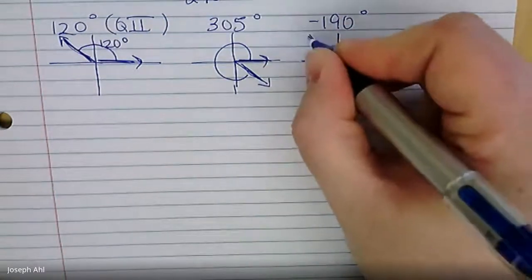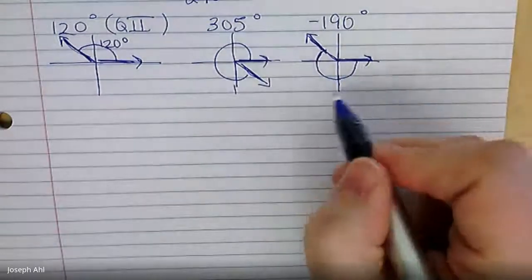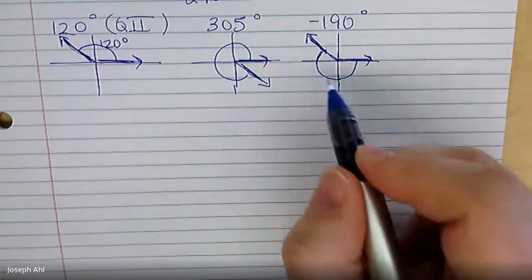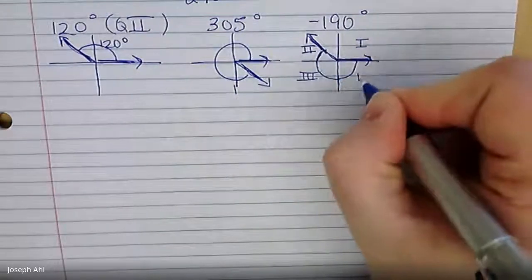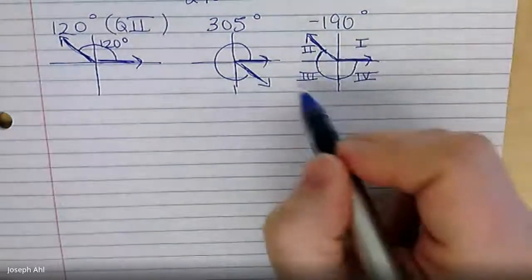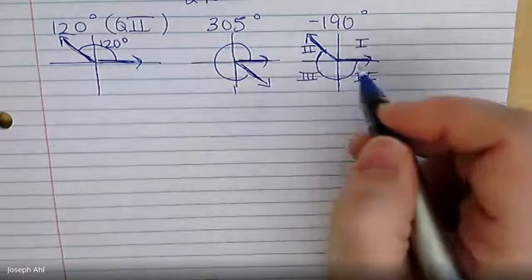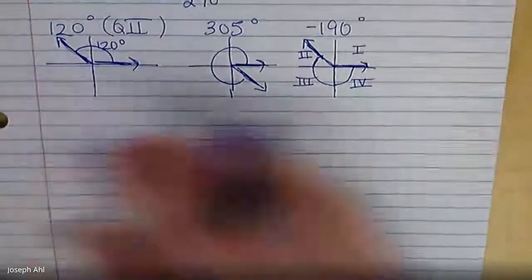The quadrants do not get relabeled when you sketch in a clockwise direction. This is still 1, 2, 3, and 4. Okay, so this does end in quadrant 2, just like the first one. But for negative 190, we just have to make sure we go in a clockwise direction.